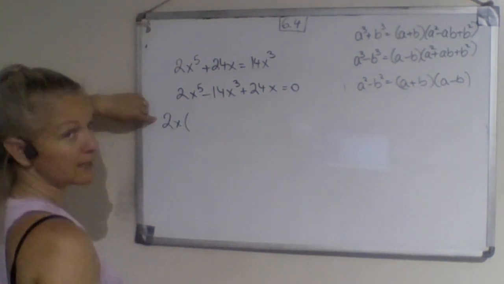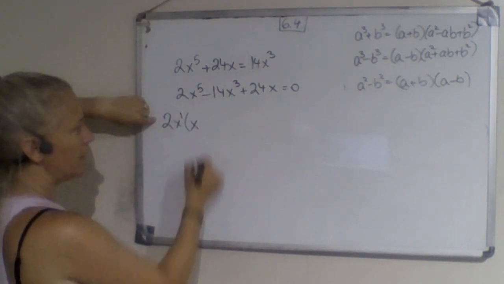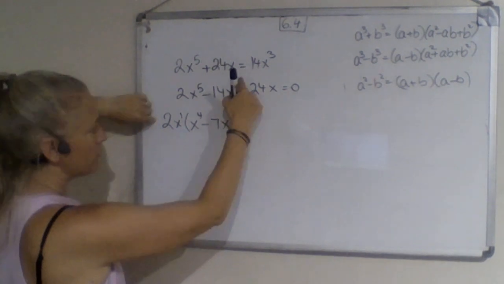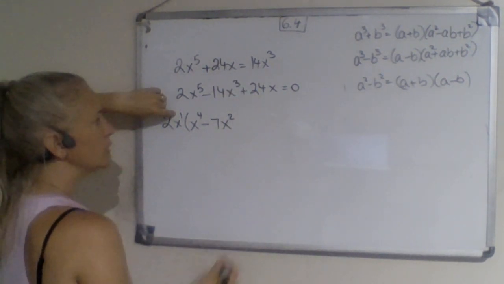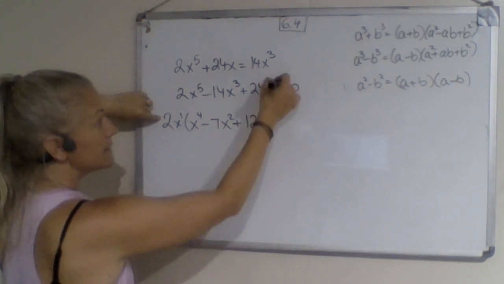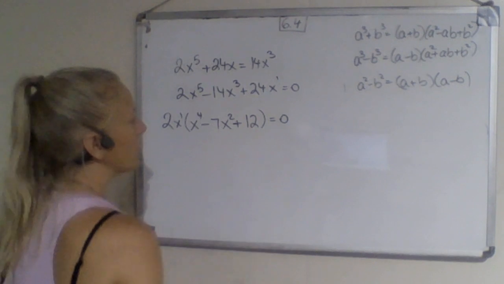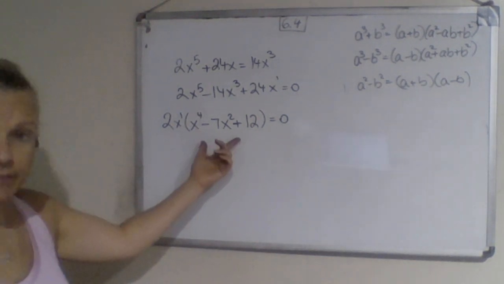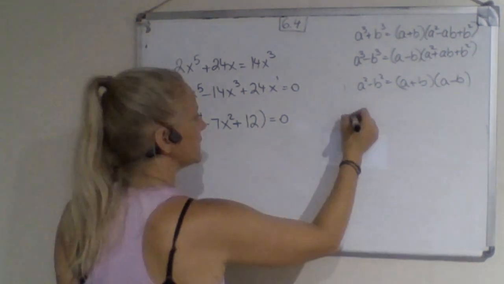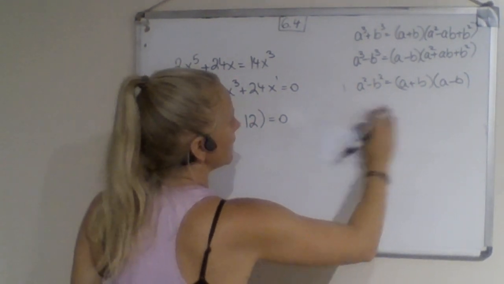2 divided by 2, 1. I don't have to write it down. x, 5 minus 1, if I need to put it there, x to the 4th, minus 7. x to the 2nd, 3 minus 1. Plus 24 divided by 2, 12. And this is an x to the 0 power. I don't need to write it down. Equals 0. I can factor this, and we can do this using that same method we did before. I can say m equals x squared.